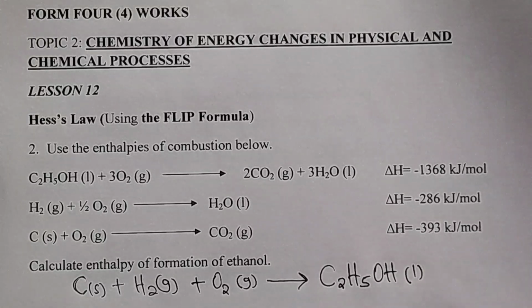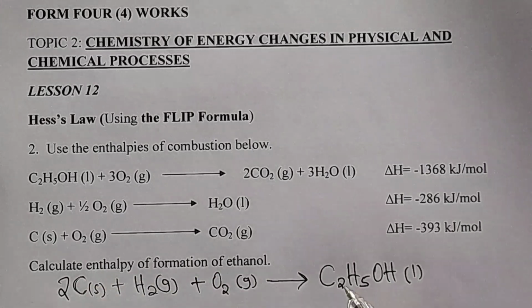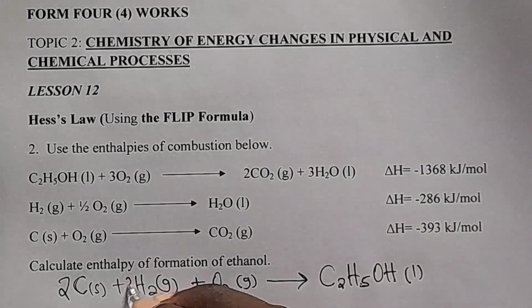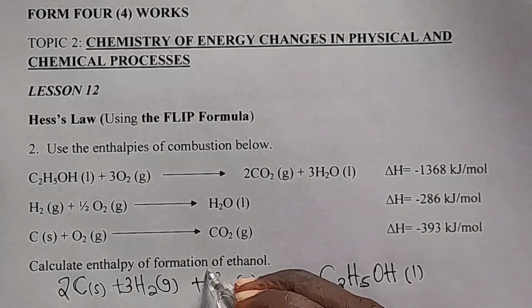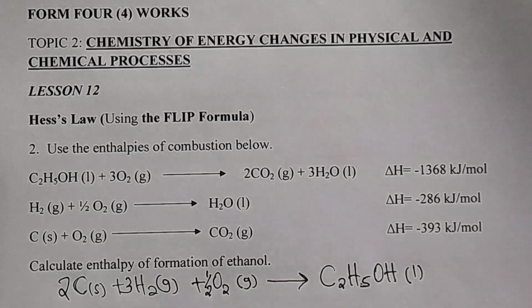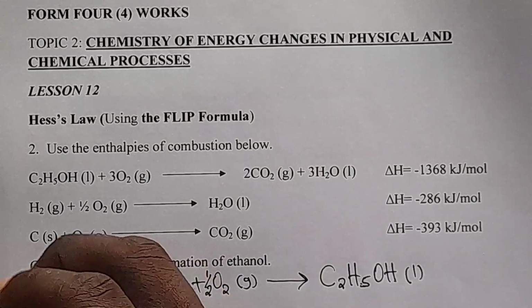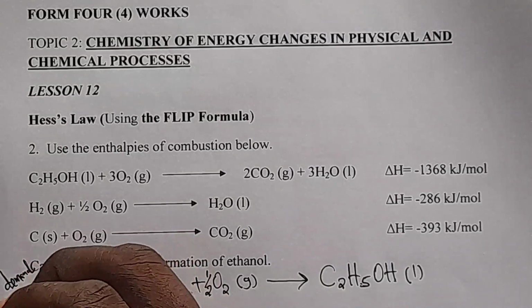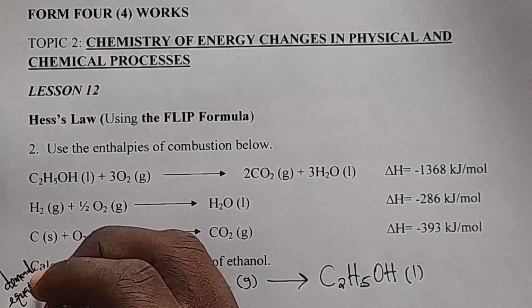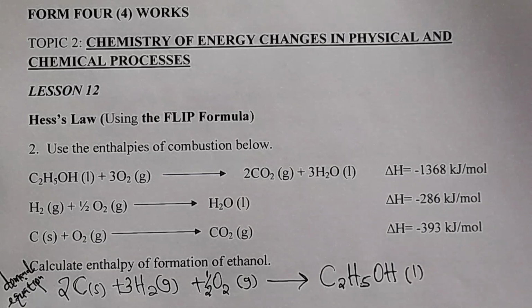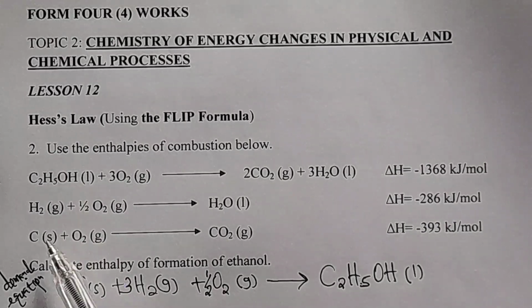So let's balance the equation. We have 2 carbon, we put 2 carbon there. We have 6 hydrogen, we put 3 hydrogen there. Then we have 1 oxygen, that means we put half of oxygen there. So this one is our demand equation. So using the flip formula, we are supposed to use our demand equation to calculate the enthalpy of formation of ethanol.